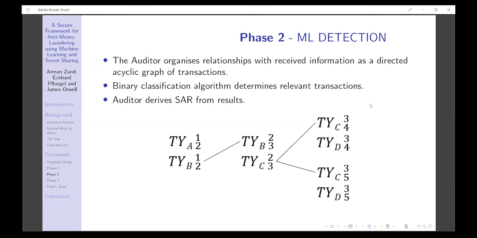So the auditor is able to arrange this information in a directed acyclic graph of transactions, and it uses a binary classification algorithm to determine relevant transactions. Binary as in 0, 1, suspicious or not suspicious, right? So it's going to have a look at what it's given, and once it finds something suspicious, it will derive a suspicious activity report, an SAR, from the results.